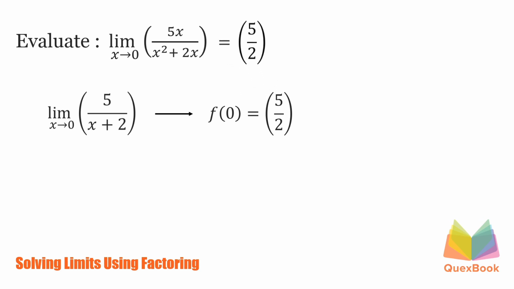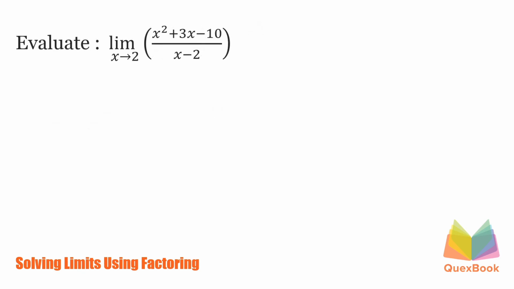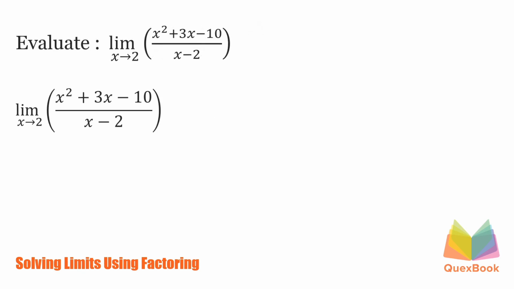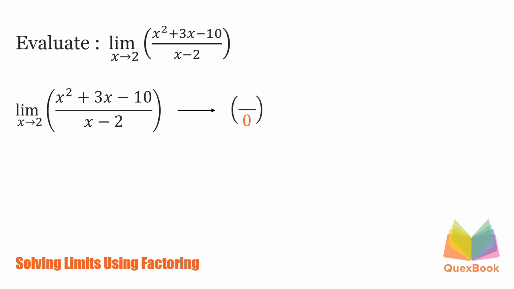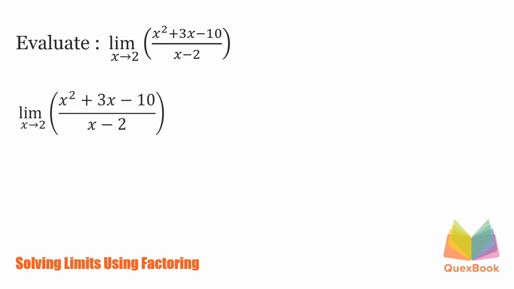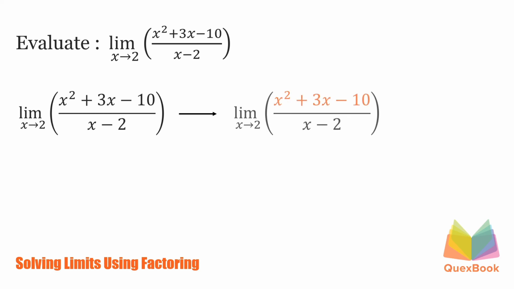Now, how about for this next example? Evaluate the limit of the function x squared plus 3x minus 10 divided by x minus 2 as x approaches 2. Now, if we plug in 2 to the denominator, we'll have 2 minus 2, which is 0. Since our denominator is 0, it makes our function undefined. Let's evaluate it by factoring. We have the limit of x squared plus 3x minus 10 over x minus 2. Notice that in the numerator, we have a trinomial.